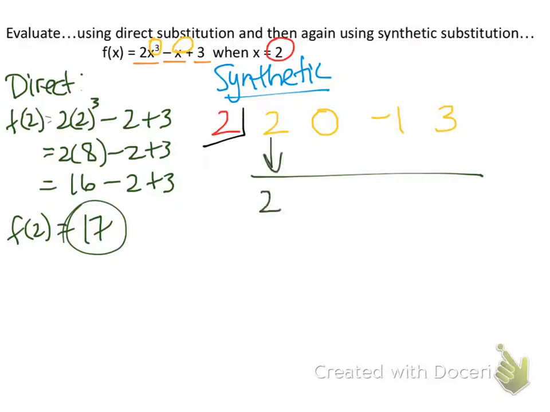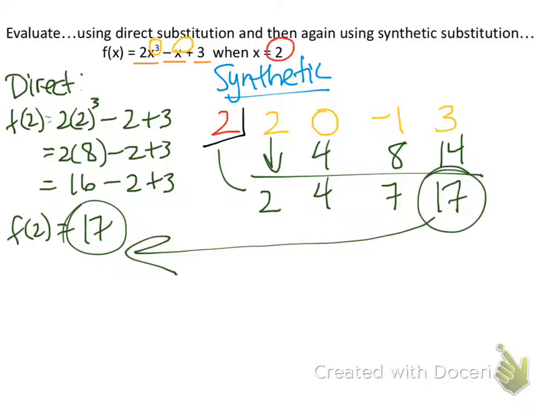And now if we do our synthetic substitution, we multiply, we still get 4. Now when we add, we're going to get 4. Multiply for 8, and we get 7. Multiply and get 14. And now when we add, we get that 17. So f of 2 is indeed 17. But it really is crucial that you have that placeholder.